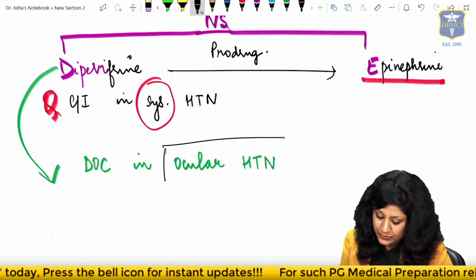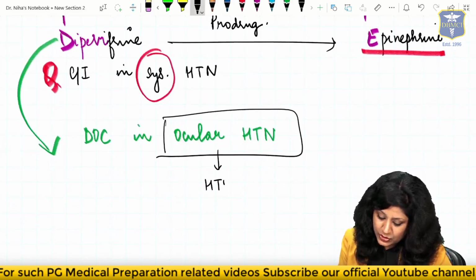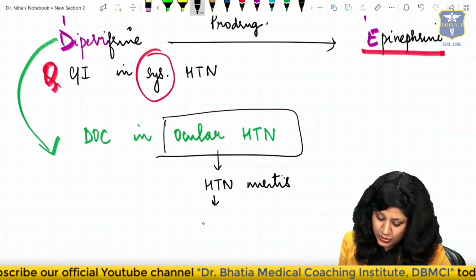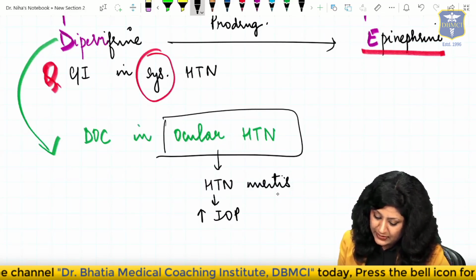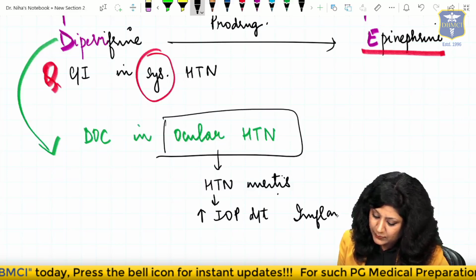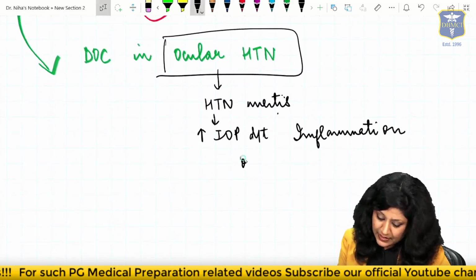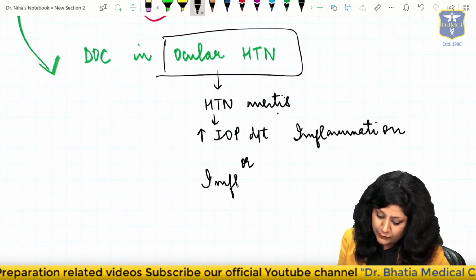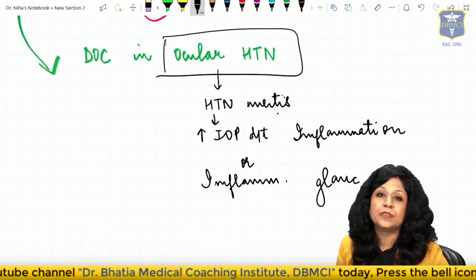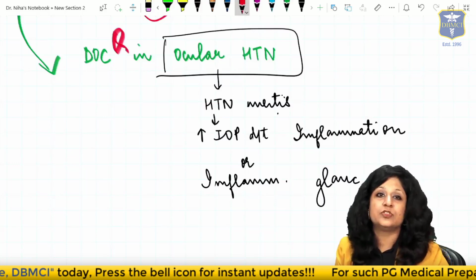Ocular hypertension means what? Ocular hypertension means where we have hypertensive uveitis. So here I am talking about the local hypertension. Hypertension means raised IOP and uveitis means inflammation. So if there is raised intraocular pressure which is due to the inflammation, or in other words the patient is having an inflammatory kind of glaucoma, then in those cases it is the drug of choice, but it should not be given in systemic hypertension, right?